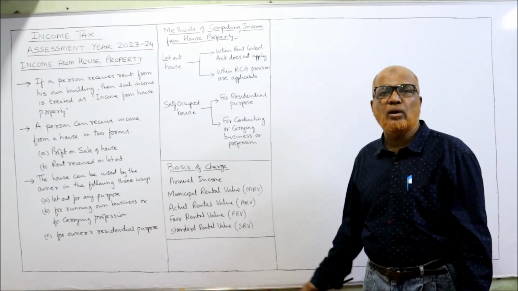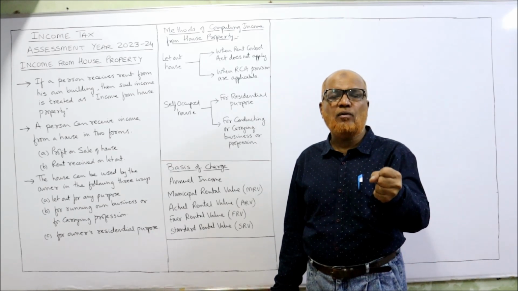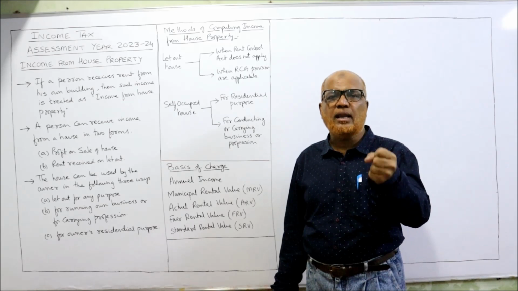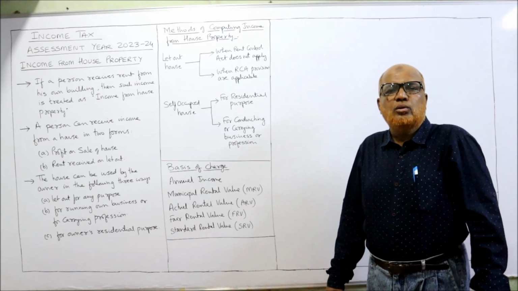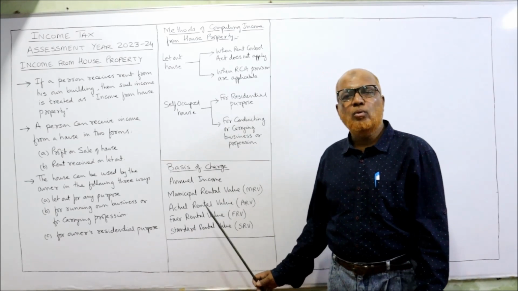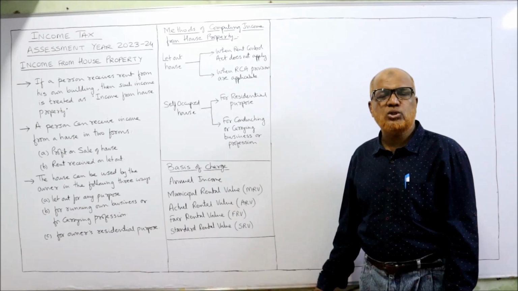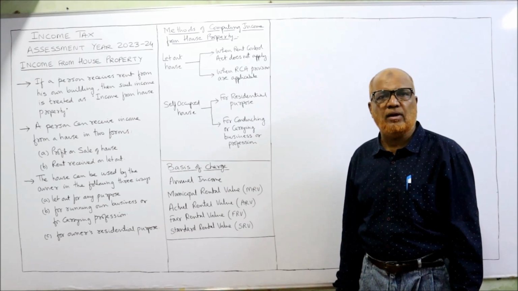So how to calculate that rental capacity? That is called annual value. That means what is the expected value of rent which an owner can expect year to year. That is called annual value. So how to compute the annual value? 4 factors we have to consider: municipal rental value, actual rental value, fair rental value, and standard rental value.